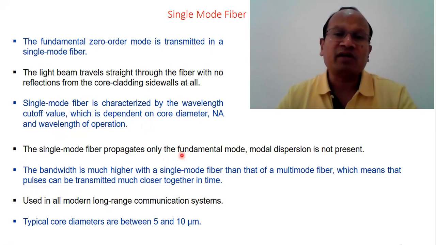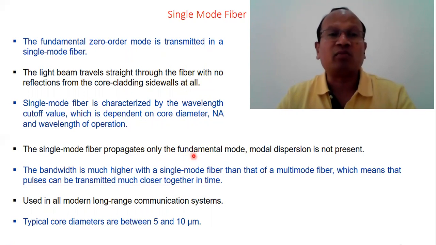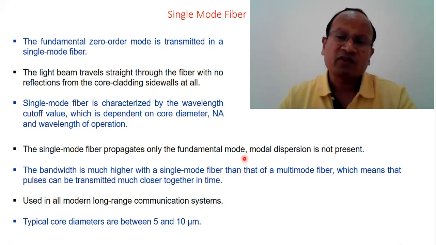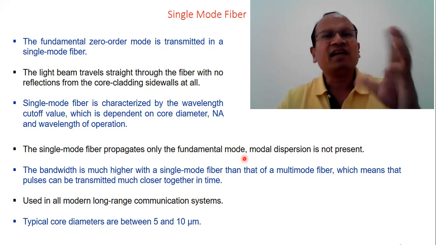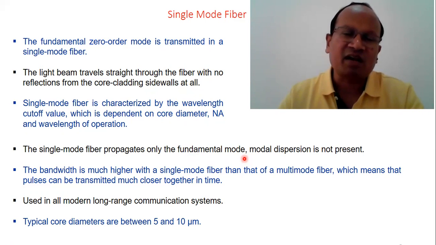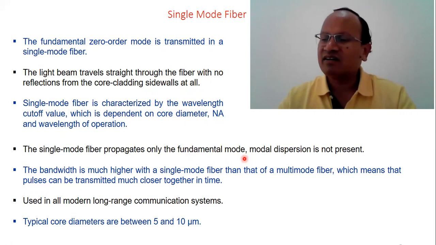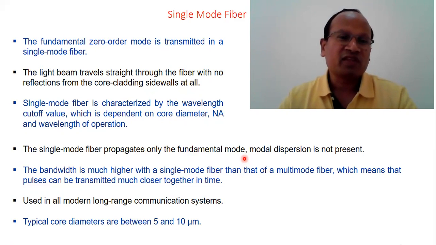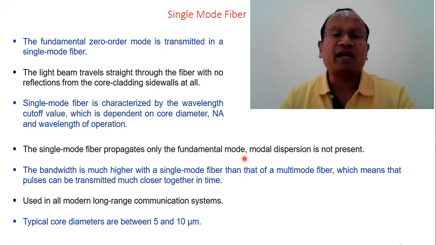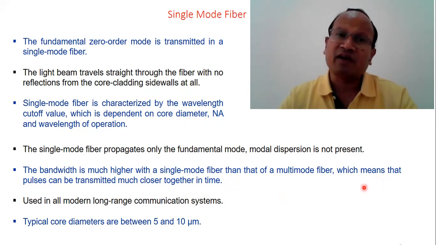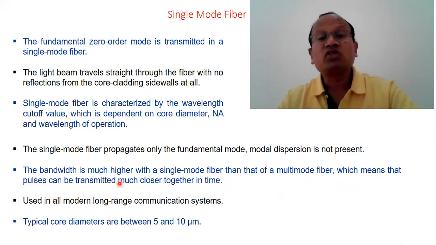The single mode fiber propagates only the fundamental mode, that is one mode, and therefore there is no modal dispersion. When there are no multiple modes, there is no possibility of having any interference or dispersion. So intermodal dispersion is not there in the single mode. The bandwidth available is much larger with a single mode fiber than that of a multi-mode fiber, which means that pulses can be transmitted much closer together in time.